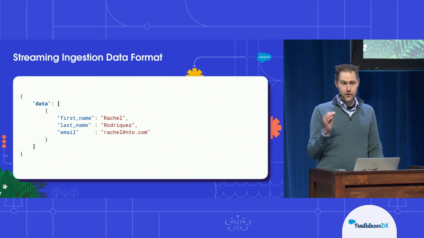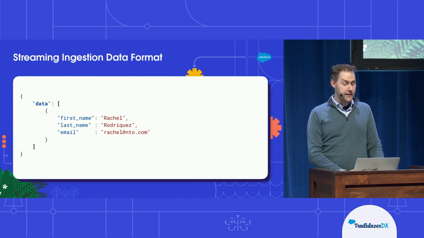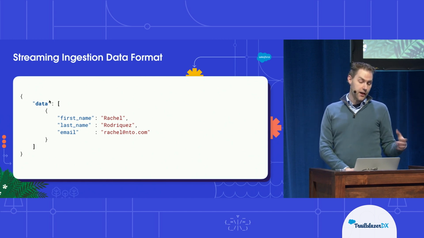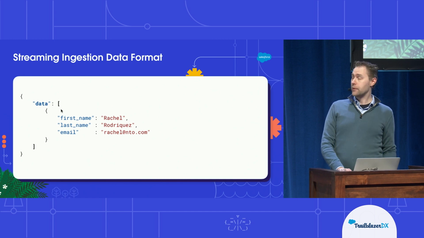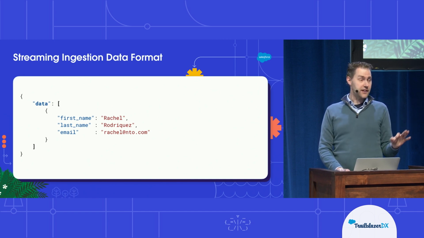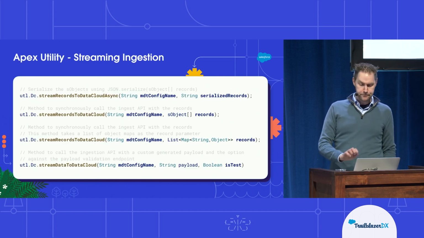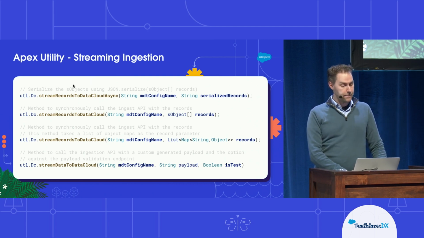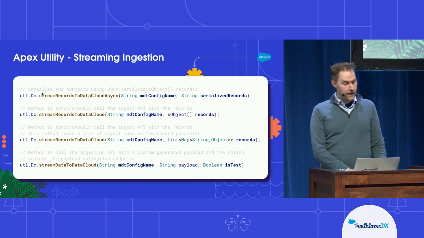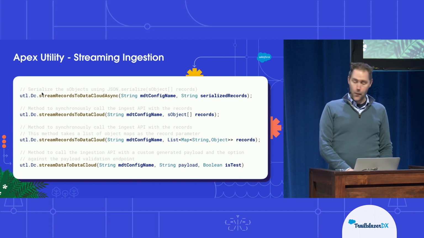So the format of the streaming ingestion API is literally a piece of JSON with a data array, with a set of key value pairs for each record. All our ingestion Apex library does is translate the Salesforce record to this data format. The utility has a number of methods. I won't go into too much detail, but you can look at that at your own pace.